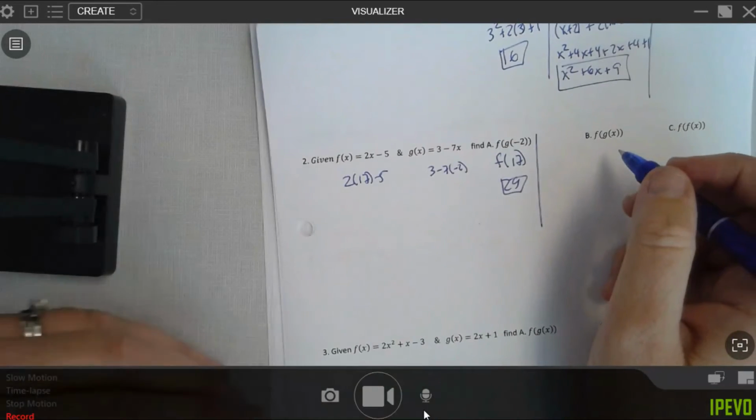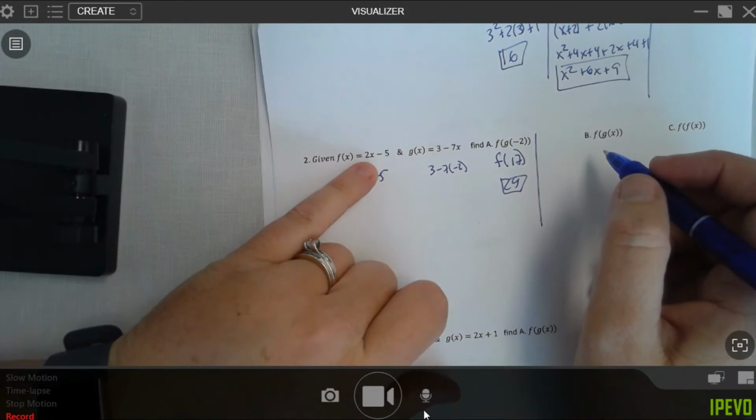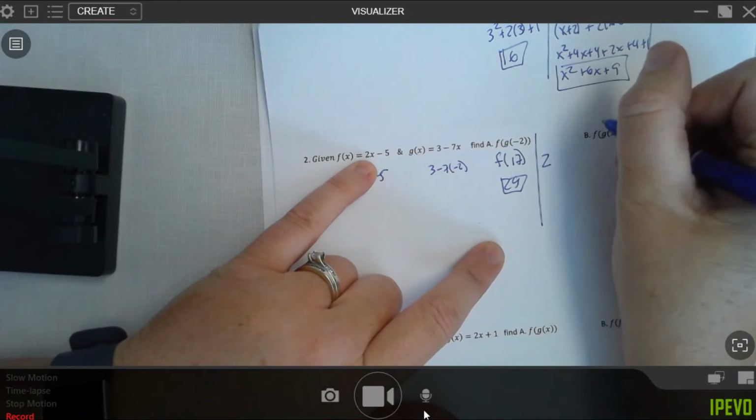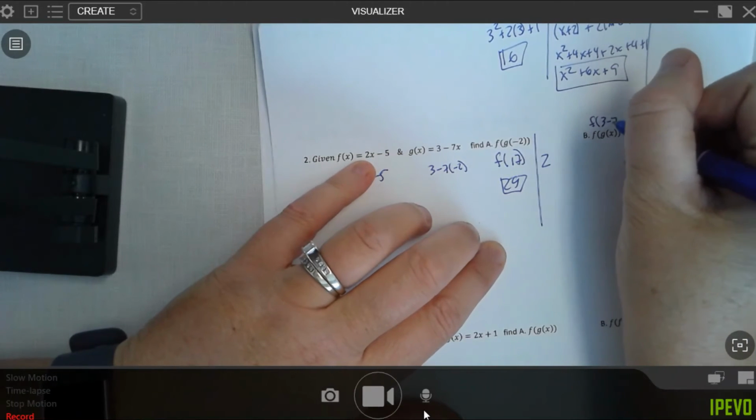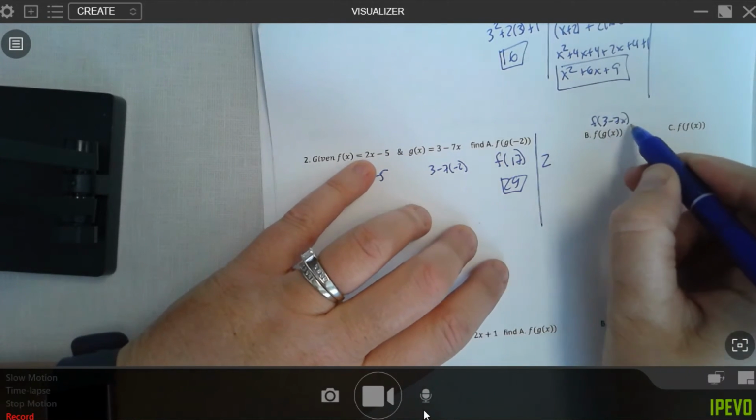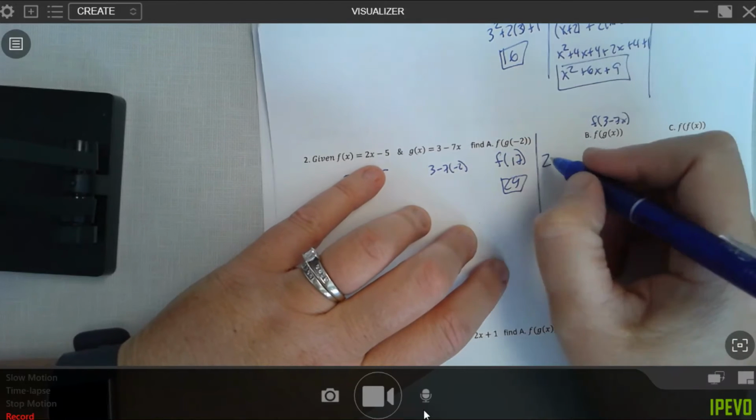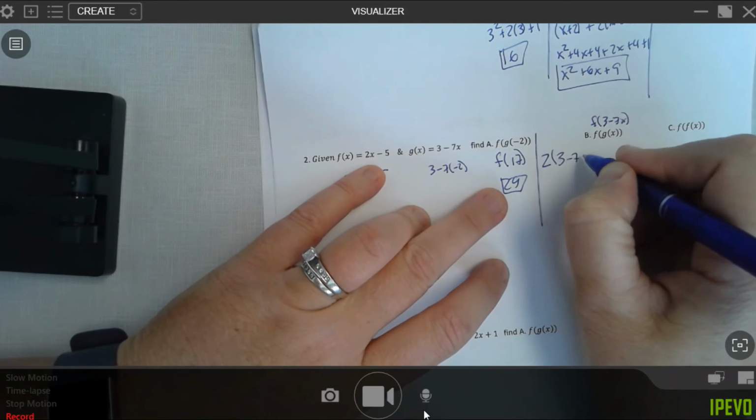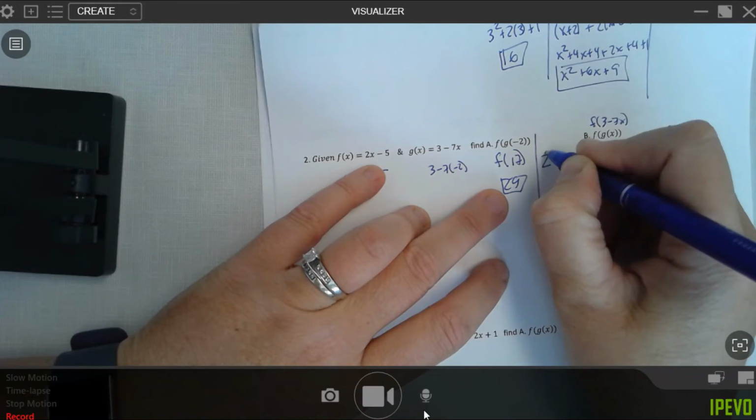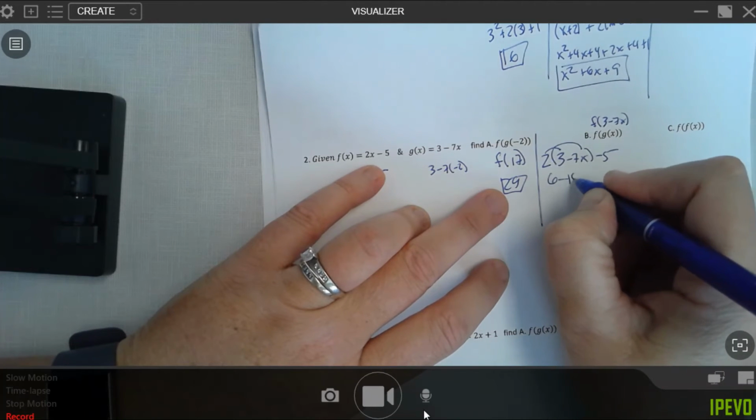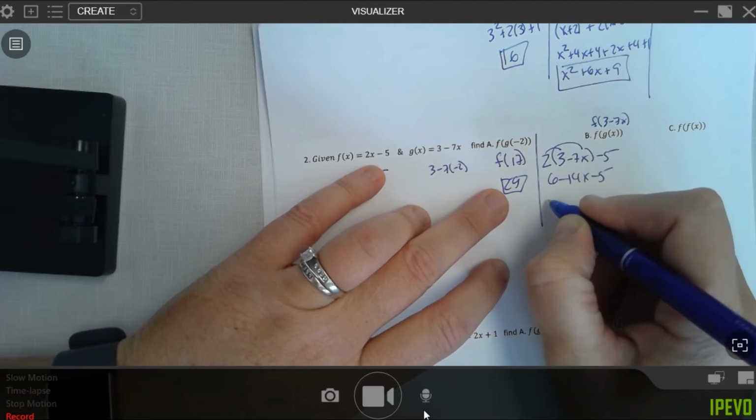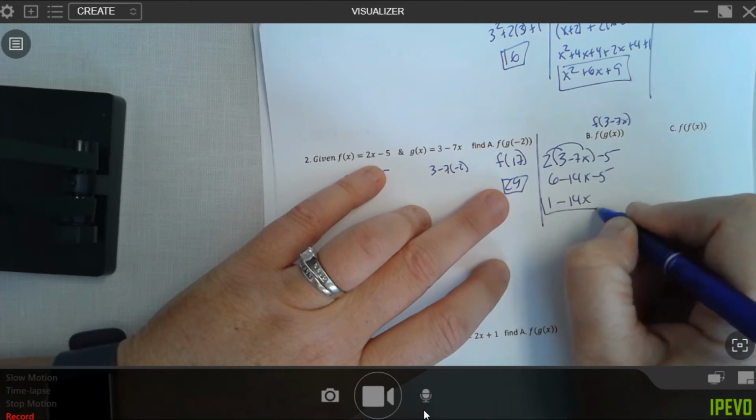F of g of x. So I'm going to take the g function here and plug it into the x here. So this says f of 3 minus 7x. So I'm going to plug 3 minus 7x into this x spot right here. Now I'm multiplying my 2 and combine like terms. So I'm going to have 1 minus 14x.